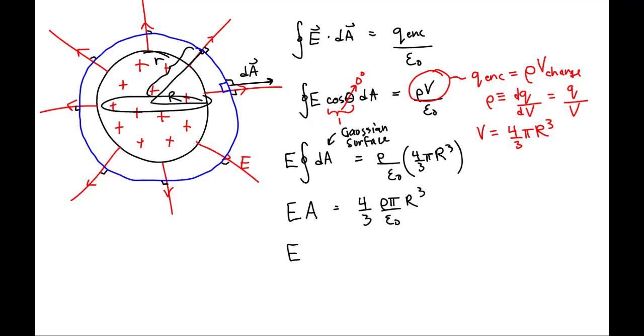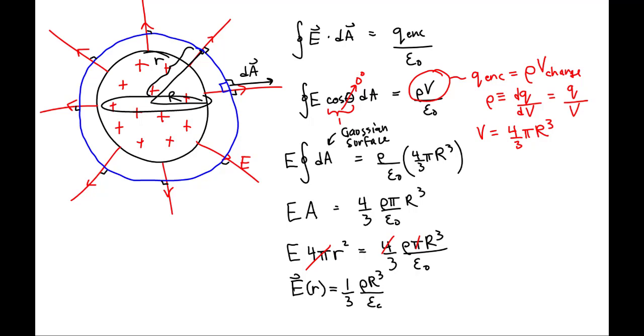The area of our Gaussian surface is 4 pi little r squared, because that's the radius of our Gaussian surface, is equal to 4/3 pi rho R cubed over epsilon naught. Well, the 4 pi cancels with a 4 pi. So this now becomes the electric field as a function of r is equal to 1/3 rho R cubed over epsilon naught times 1 over r squared, r hat for our unit vector.